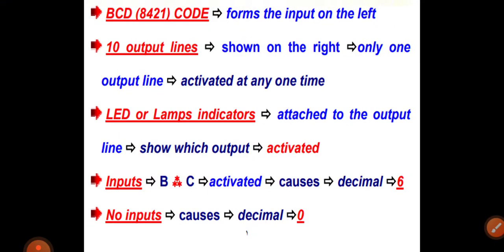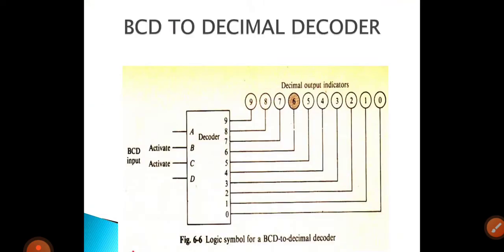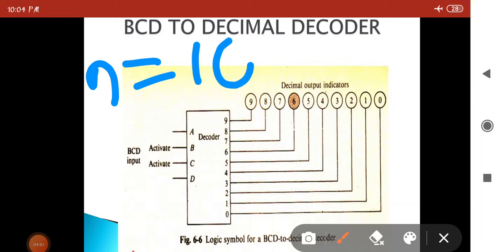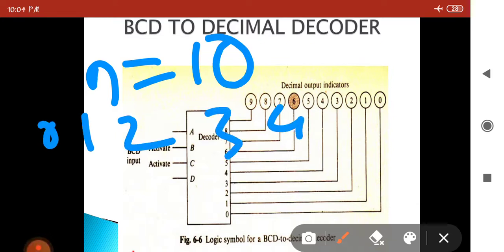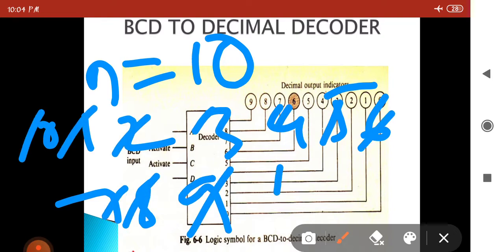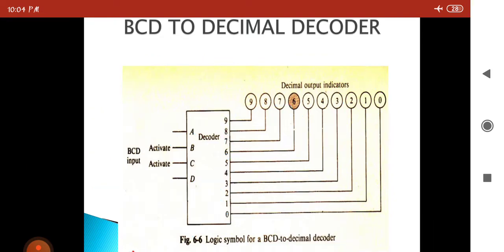BCD, one more name is the 8421 code, forms the input on the left. 10 output lines are there. Why are 10 output lines there? Because decimal has 10 numbers: 0, 1, 2, 3, 4, 5, 6, 7, 8, 9. N equals 10.